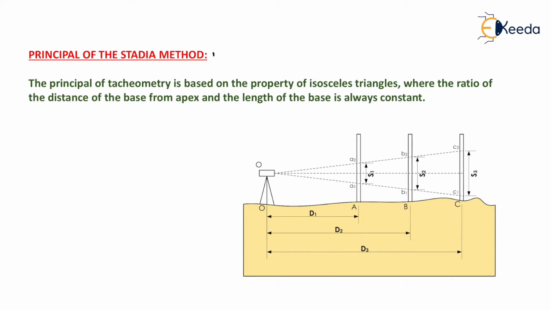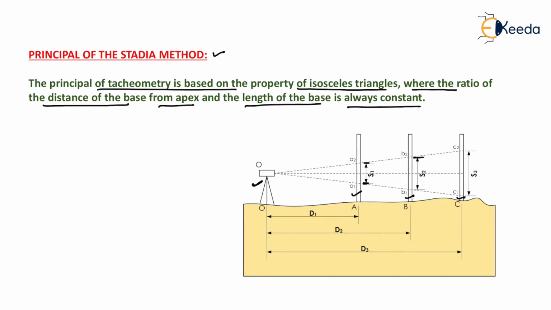Now the principle of the stadia method. The principle of tachymetry is based on the property of an isosceles triangle, where the ratio of the distance of the base from the apex and the length of the base is always constant. Here a tachymeter is shown, and these three are the stations A, B and C on which staffs are kept. Three readings are taken along the three stadia hairs, the upper stadia, lower stadia and the central crosshair. On the first staff the staff intercept will be S1, on the second staff S2, and on the third staff S3.